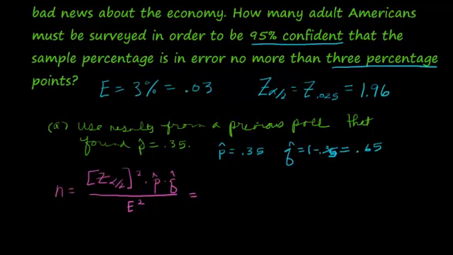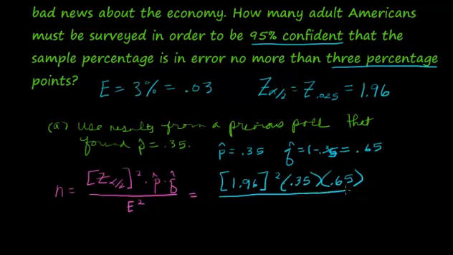All right, so let's put this stuff in. 1.96 squared times, in parentheses, 0.35 times 0.65 all over, now that 3 percentage points, 0.03 squared. Run this through your calculator and you get 971.07.